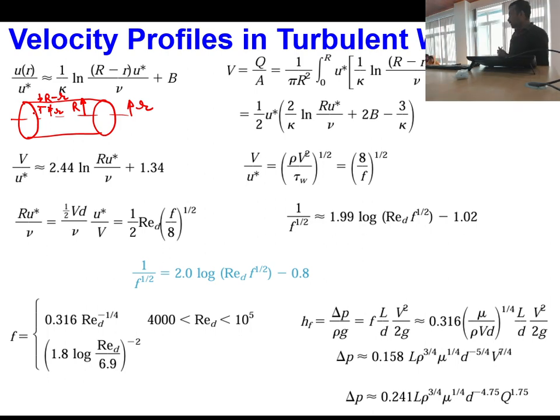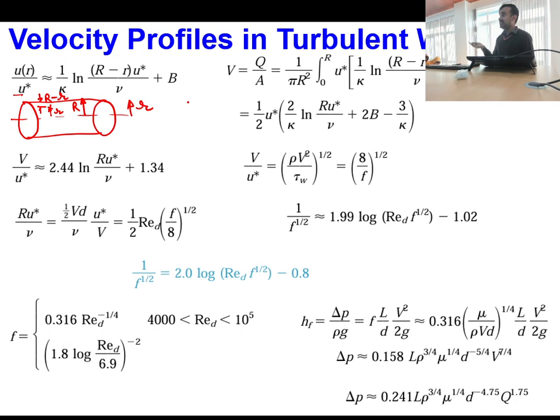By considering this assumption, I can write the variation of velocity in the radial direction divided by u star, where u star is the square root of wall shear stress divided by rho. So u by u star is equal to 1 by kappa, where kappa is a constant, times log of capital R minus small r, times u star by nu, plus b. This is the velocity profile in turbulent flow for a smooth pipe.